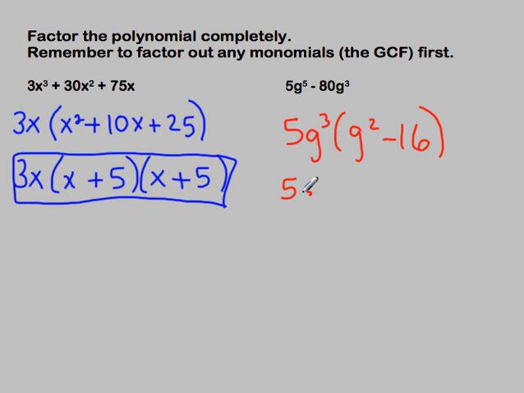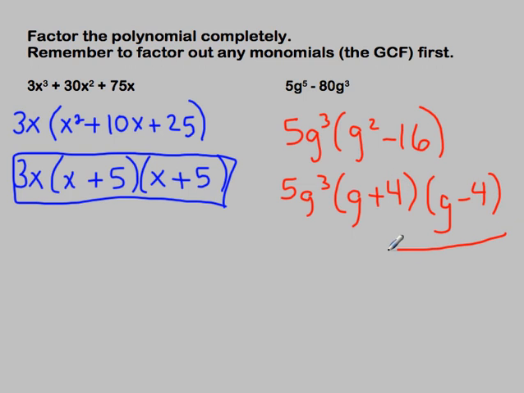5g cubed falls down, and then I'm going to double bubble that. I'm going to have g and g. Factors of 16 that will give me no g's in the middle would be plus 4, minus 4. And the signs work out because positive 4 times negative 4 gives me the negative 16.